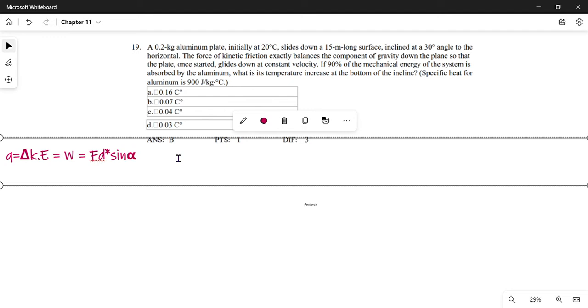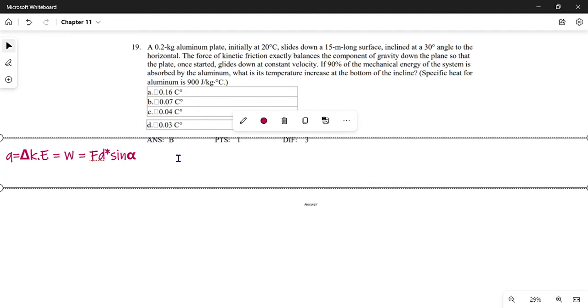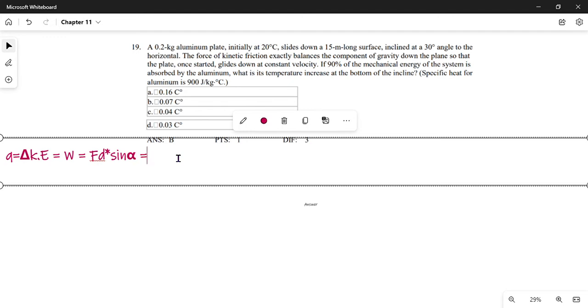alpha. Alpha here is 30 degrees. The force here is the mass times the gravity times sine the same angle alpha times displacement.